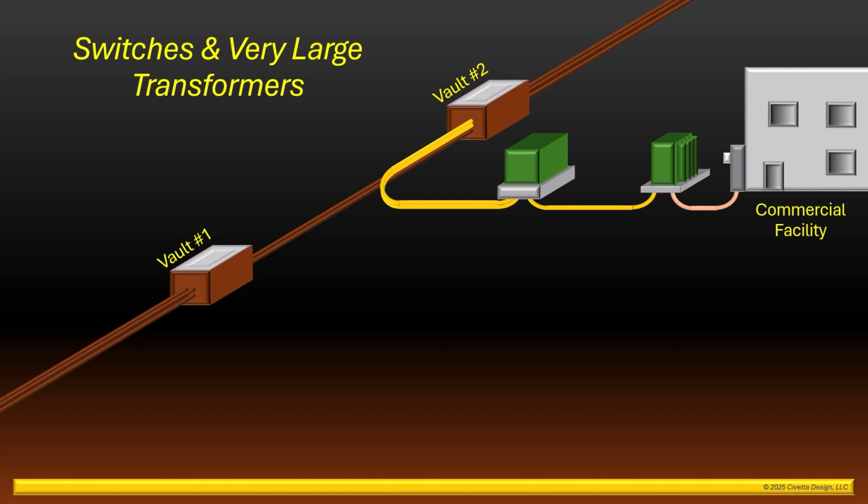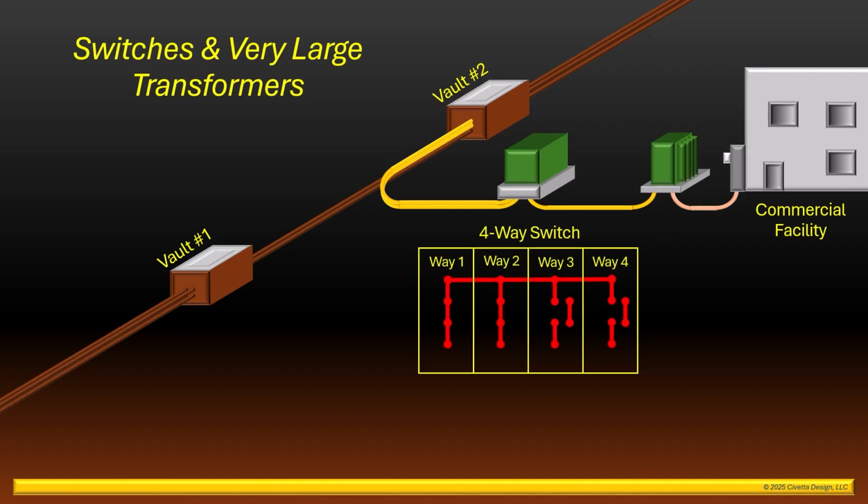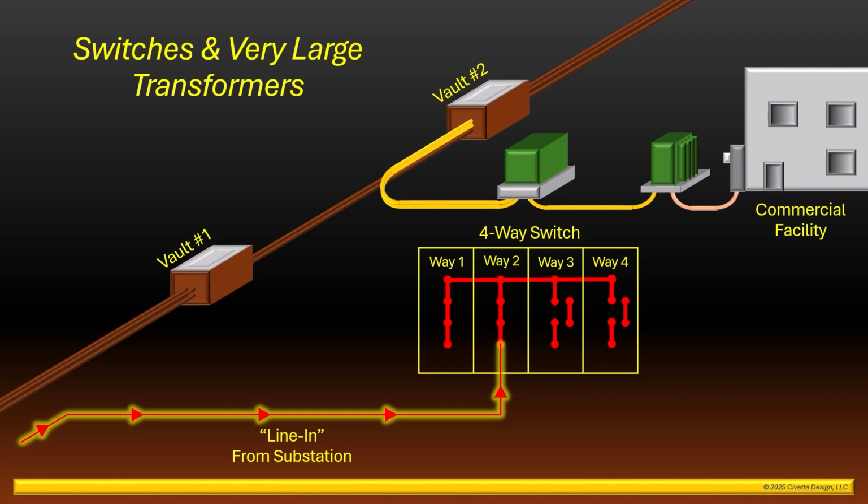The facility shown in the image has an electric load that requires a very large transformer. The transformer is connected to the main distribution system by means of a switch. Electric utilities typically use 3, 4, or 6-way switches depending on the situation and the needs of the applicant. Power to the switch is provided by installing cables connected to the utility substation, typically referred to as the line-in. The line-in energizes a copper bus bar within the switch cabinet.